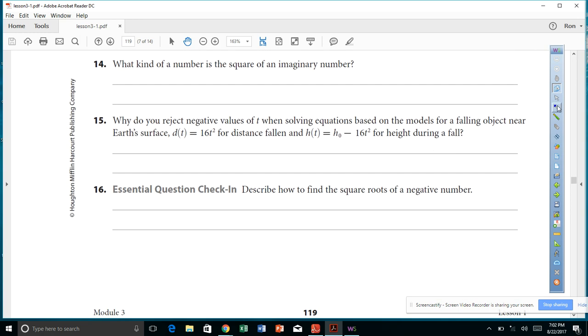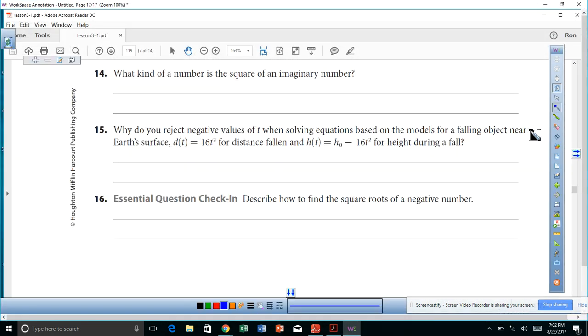14. What kind of number is the square of an imaginary number? It is a negative real number.